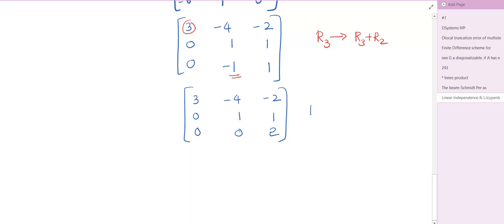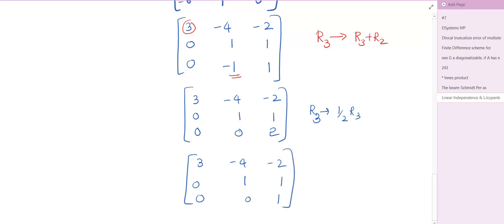Now I don't want this 2, so R3 changes to 1 by 2 times R3. This will be 3, minus 4, minus 2, then 0, 1, 1, then 0, 0, 1. Now we can use this element to make the elements above it 0.